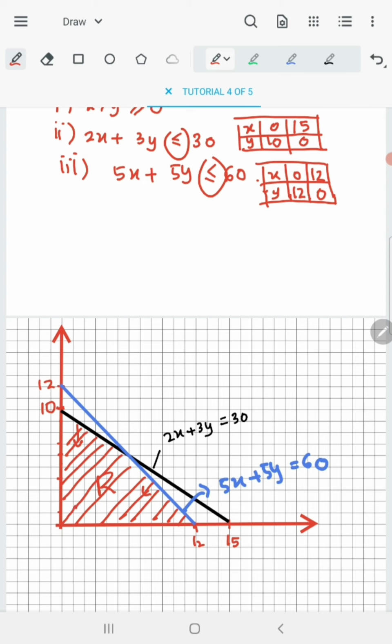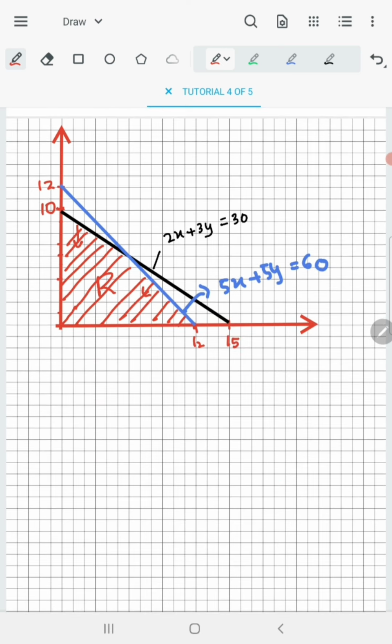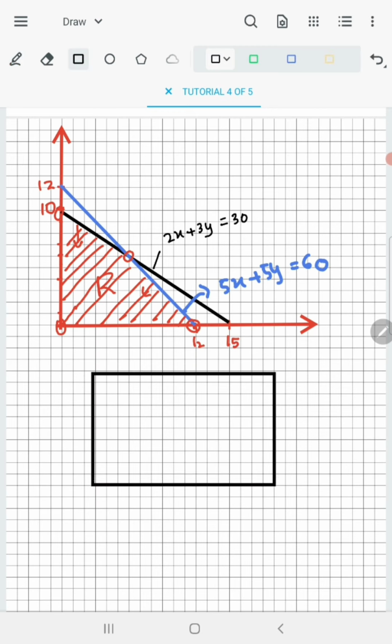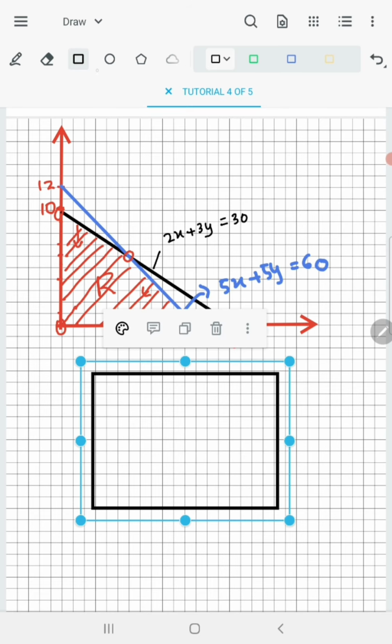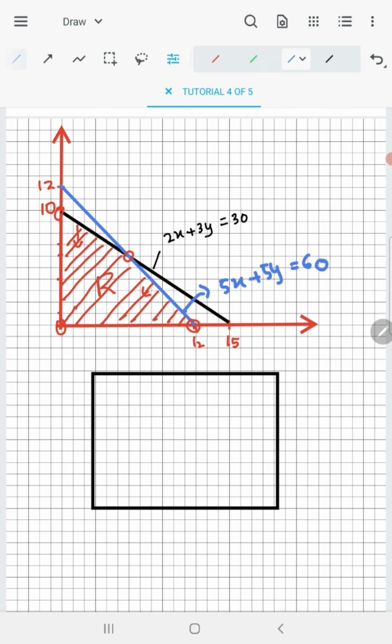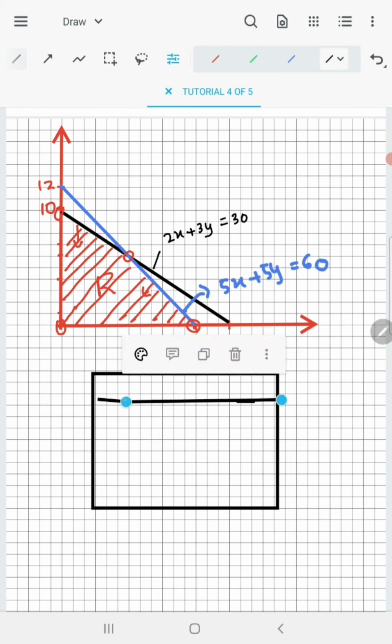Okay, now from the feasible region, we have to find the corner points here. So we got 4 corner points. Okay, it's 4 corner points. So make a table.